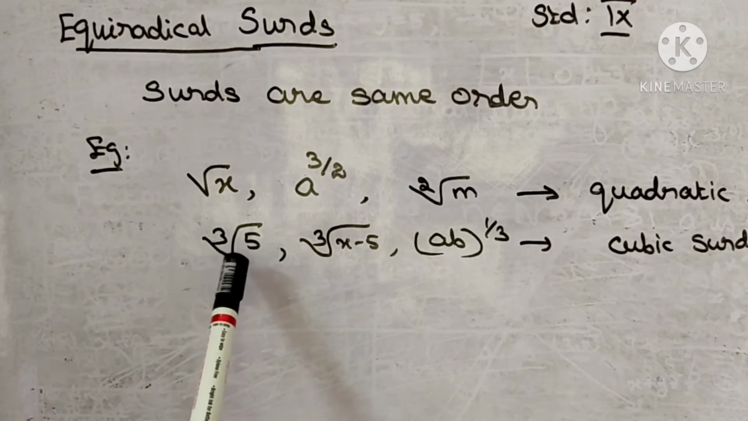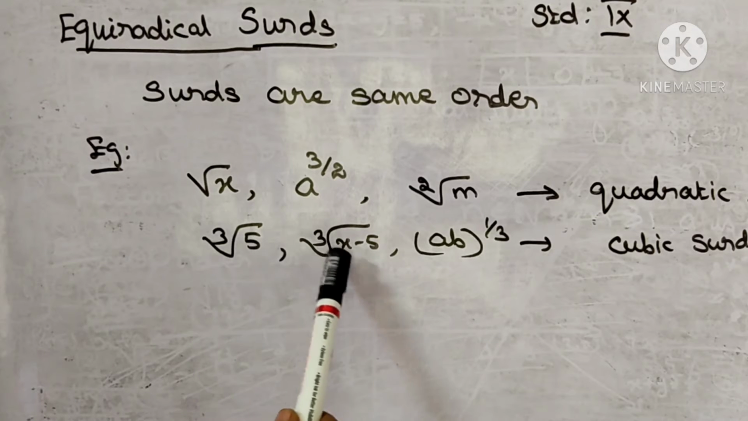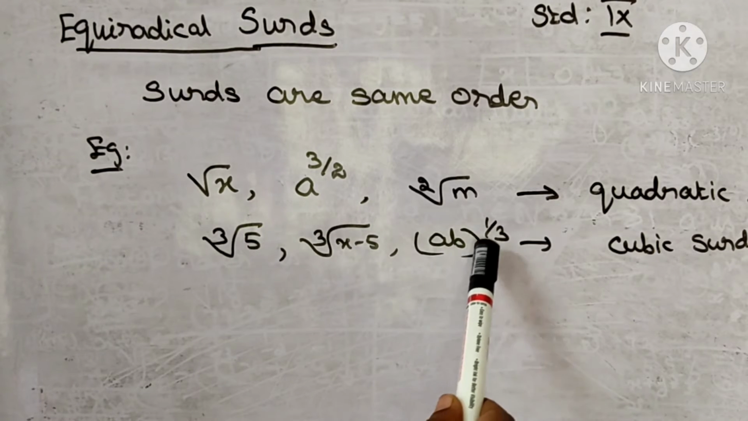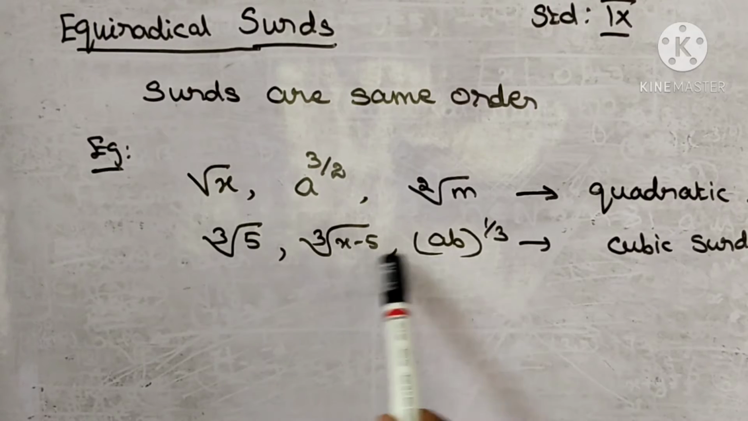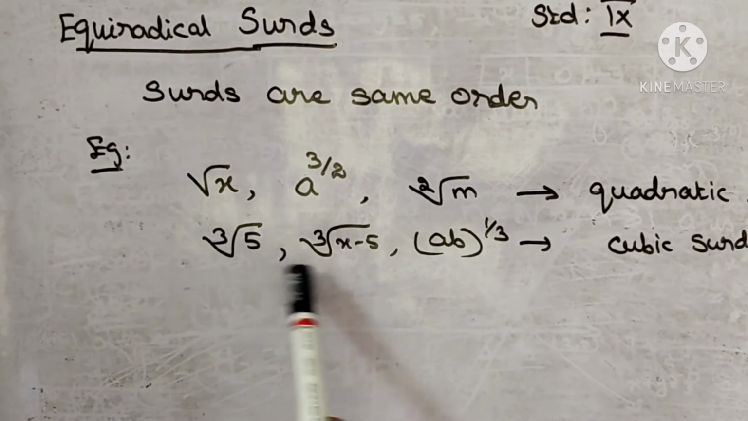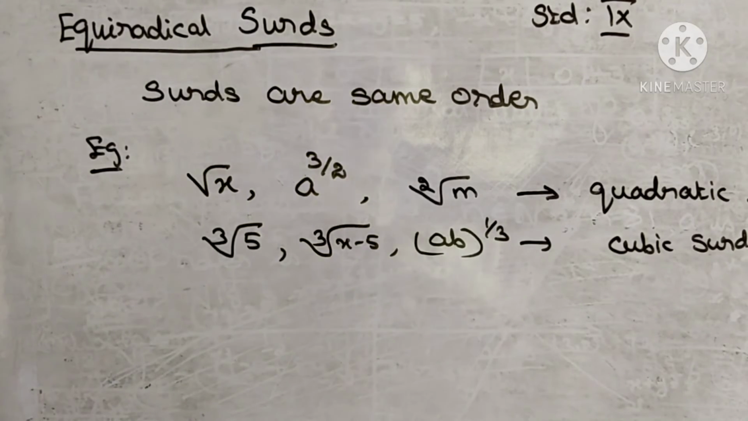Listen, the cubic root of 5, the cubic root of x minus 5, and (ab) to the power 1/3. All the terms are cubic roots, so the index is 3, and this type is cubic surds. These are examples of equiradical surds.